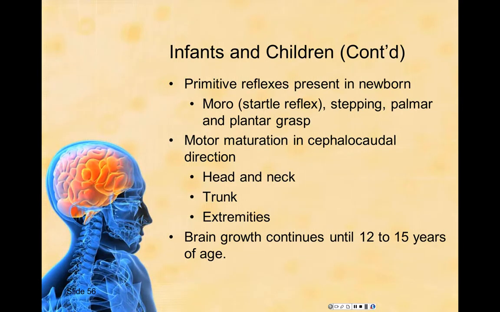And remember that children tend to mature in a cephalocaudal direction, meaning from the head down towards the trunk and extremities. That's what's called cephalocaudal. Now remember that term, cephalocaudal, meaning from the head down towards the extremities. Brain growth continues until the age of around 12 to 15 years of age, and some sources say that the brain is not fully mature until into the 20s.